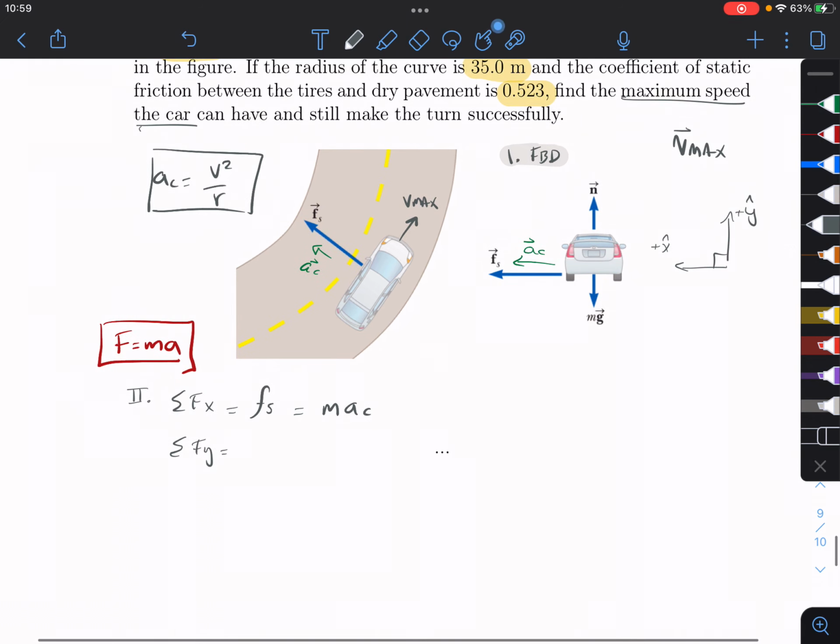Okay, so sum of forces in the y, what do we have here? We just have N minus mg, and then we're going to set this equal to 0. The car's center of mass will not be accelerating up or down. It's on a flat track here.